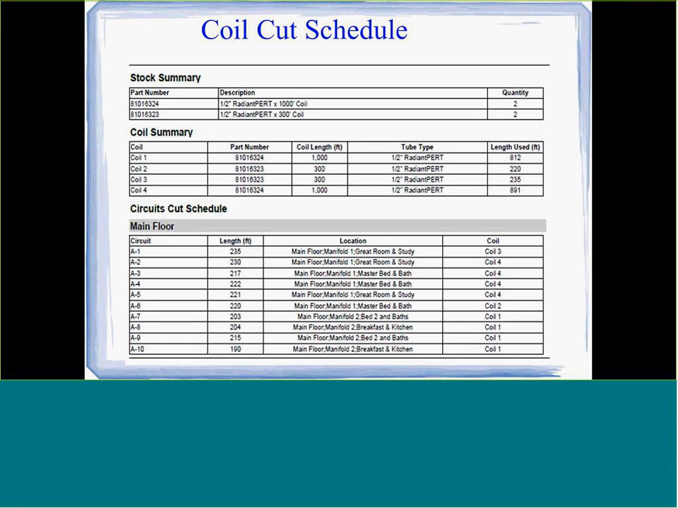We try to keep it down in the 4 or 5%. Sometimes you can't avoid it. You might get 10 or 11% what we call waste tubing that can't be incorporated into the job. But the coil cut schedule helps a great deal in minimizing the unused tubing.